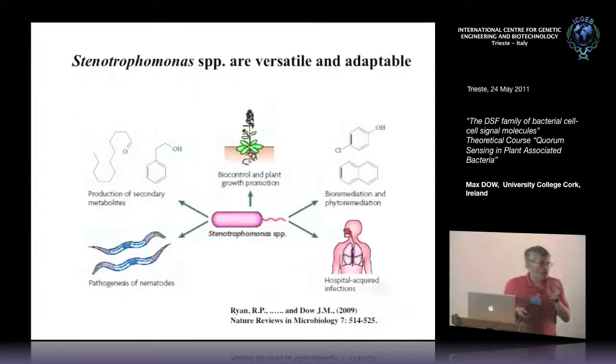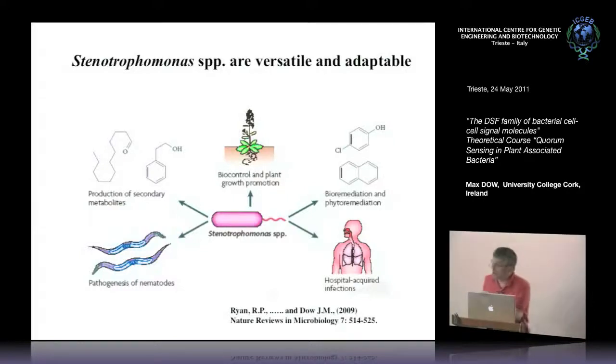Now, beyond the pathogenic Xanthomonads, the ones of the Xanthomonas and Xylella genera, we have this other organism called Stenotrophomonas. And this is actually a very versatile and adaptable organism. It is a nosocomial pathogen. It causes hospital-acquired infections. It's also used in bioremediation and phytoremediation because some strains are able to grow endophytically in the roots of plants and can be used in remediation. It has biocontrol and plant growth promotion properties, and it's involved in the production of important secondary metabolites, and we were able to show that it also can kill nematodes.